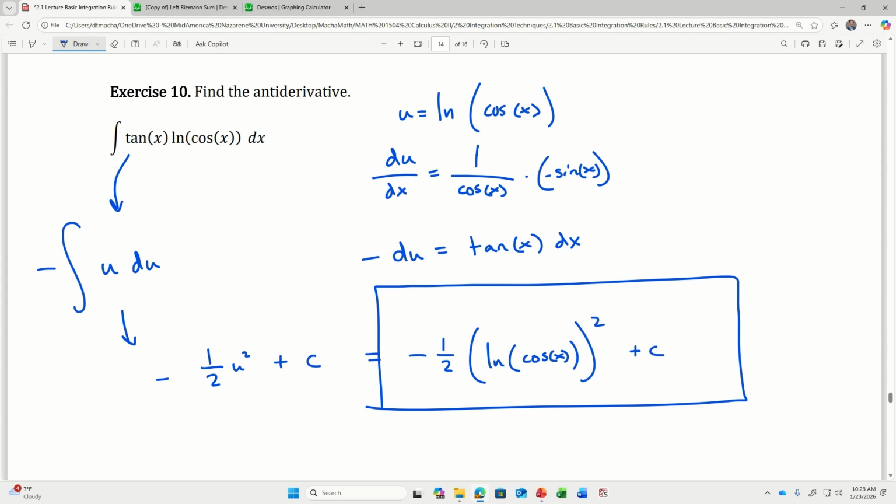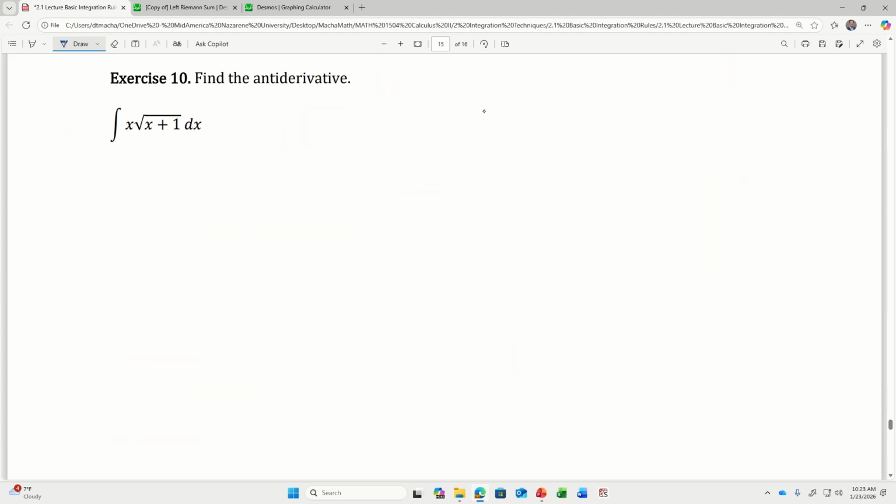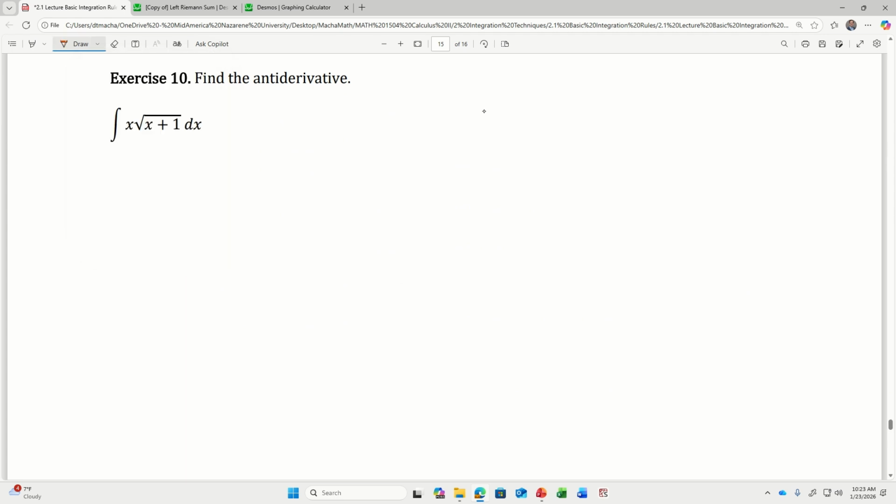And so if you were taking a test, you don't want to lose any points, and you're not 100% sure of this answer, you could just take the derivative again, make sure that you get tangent of x times natural log of cosine of x. Yeah, it's a little bit more subtle for a u substitution. I've got two more to show you that I want to get to in the next 6 minutes.